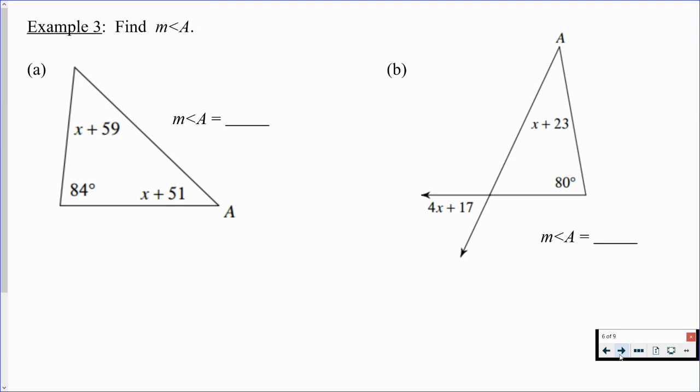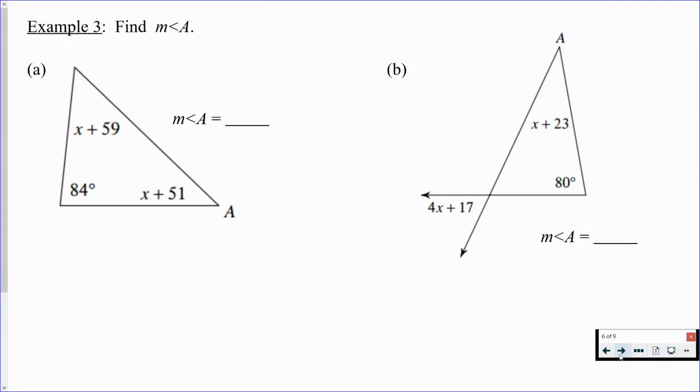Let's try some more. Take a look at this next one. We have two angles that have to do with x. Notice that this one was just to find the measure of angle A. So not only are we going to have to solve for x, we are then going to have to plug back in and solve for the correct angle measure that they want us to find.